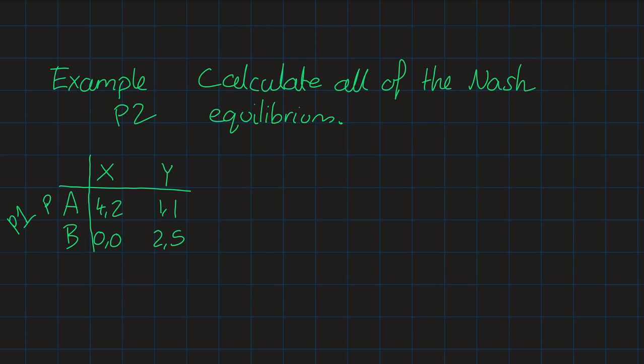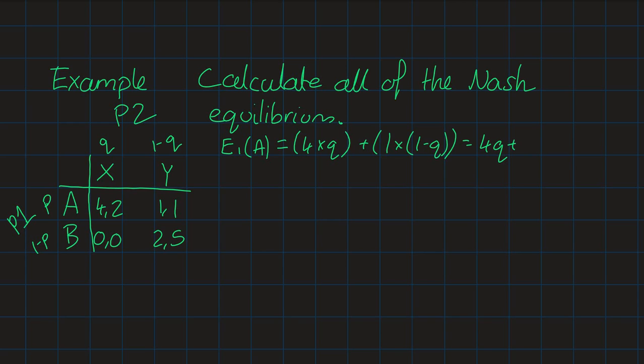So the first thing I'm going to do is work out the indifference strategies. And to do that, I need to work out the expected payoffs. So I'm going to label the probabilities P and 1 minus P, Q and 1 minus Q. E1 of A, the expected payoff for player 1 if they play A, is 4 times Q plus 1 times 1 minus Q, which is equal to 4Q plus 1 minus Q, which is 3Q plus 1.